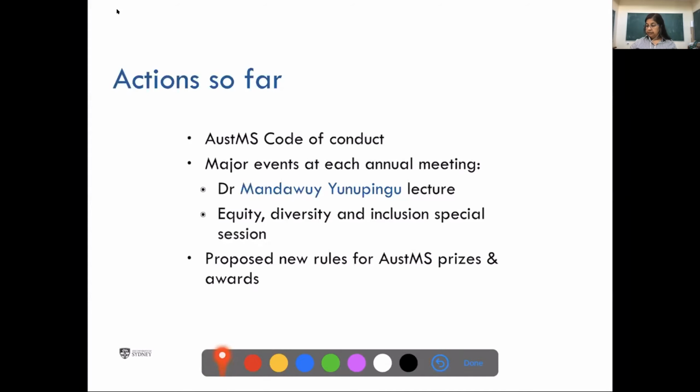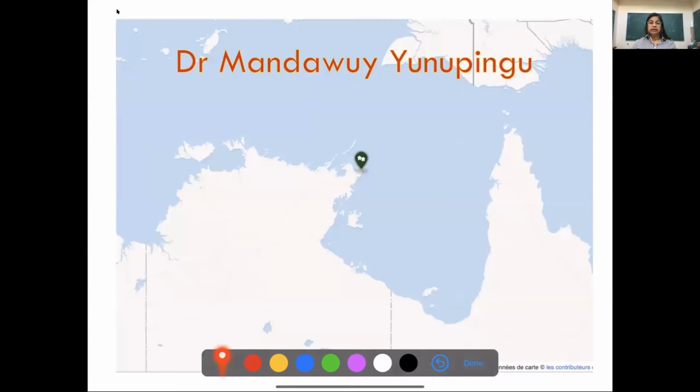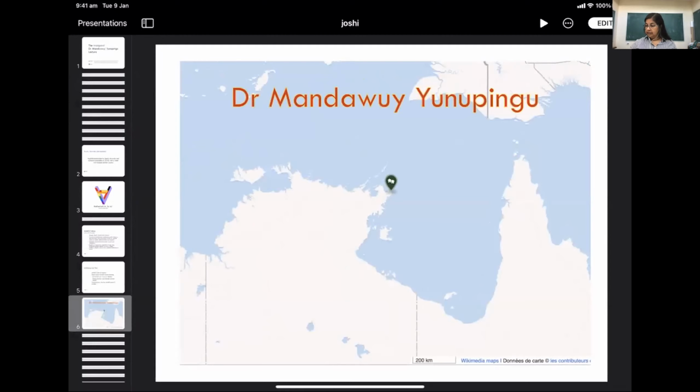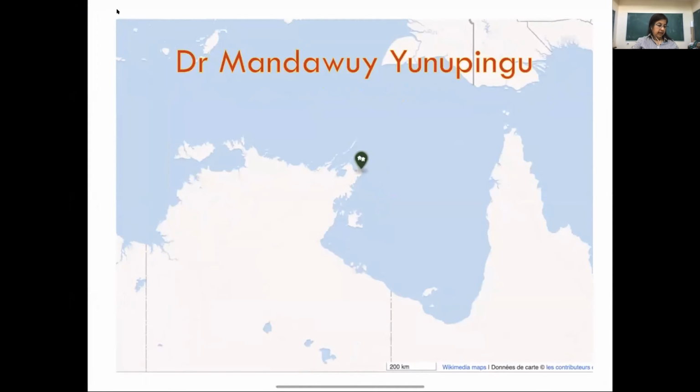So without further ado, let me now talk about the focus of this lecture. It is named after Dr. Mandawuy Yunupingu, and this is a map of the area from which he comes. And what I'd like to do now is to read out some words that were prepared by Dr. Chris Matthews, an Indigenous member of our committee, the EDI committee. So please bear with me. Chris was hoping to be here to talk to you, but unfortunately, he's been pulled aside by a sad event, a funeral that he has to attend today, and he wasn't able to make it today. So these are the words he prepared.